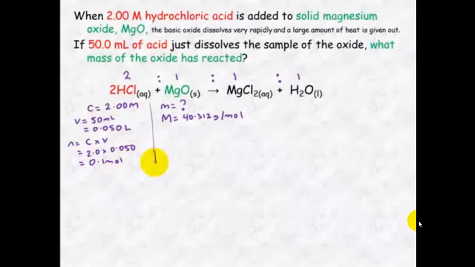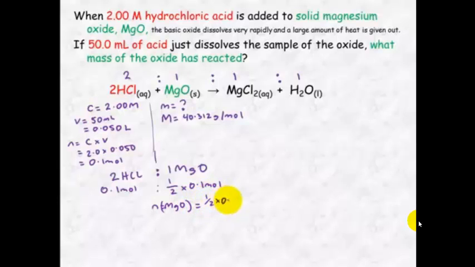Excellent. Look at our mole ratio now. We've got 2 hydrochloric acids that will react with 1 MgO. We've got 0.1 mole of hydrochloric acid. So that's going to react with the mole ratio, which is the unknown divided by the known. So half times 0.1 mole of MgO. So the number of moles of magnesium oxide equals half times 0.1, which equals 0.05 mole.